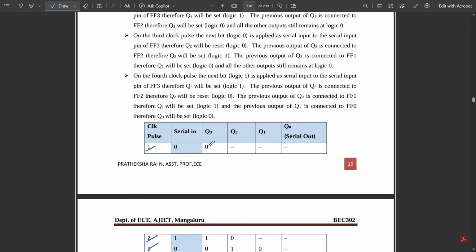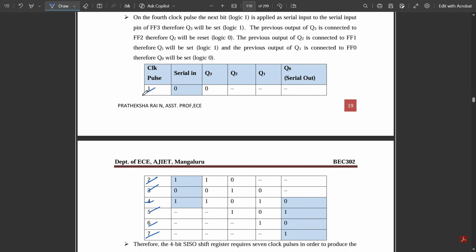So that's why Q3 would be having 0. Q2, Q1, Q0 we have still not received it, because there is no shifting taking place. Okay, so this is for one clock pulse. Now for the second clock pulse, the shifting takes place.